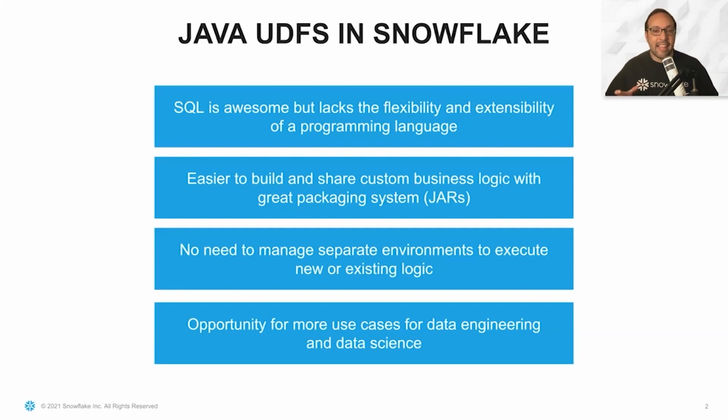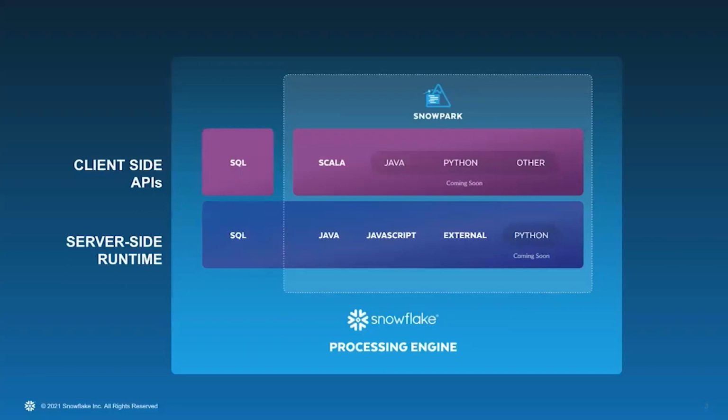And if you're running this Java code inside Snowflake with the rest of your code, then you don't need to manage a separate environment because it's all being run in the same warehouse. And this enables a lot more use cases in data engineering and data science, and we're going to see some examples of that. But with this chart, what I want to show you is a little bit of how we see the Snowflake processing engine and how Snowpark is part of it.